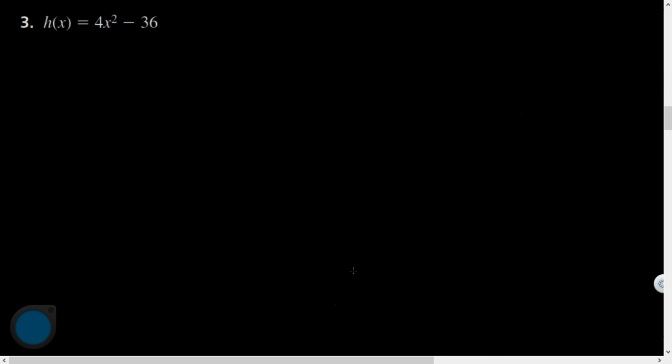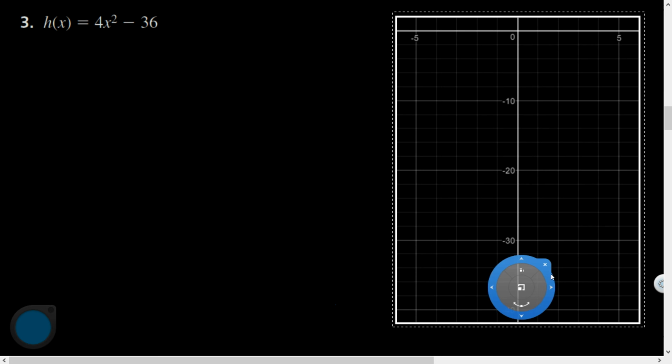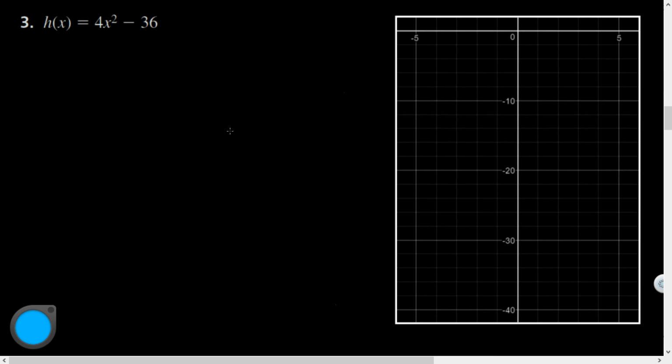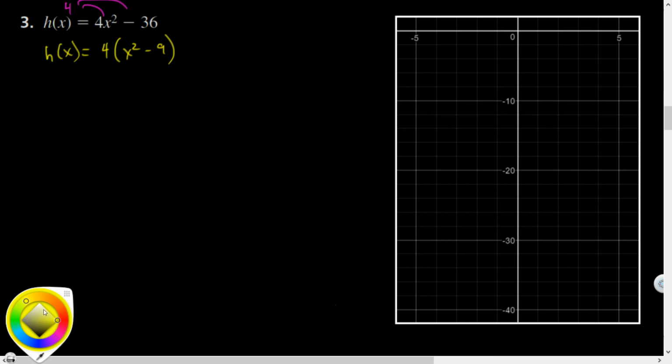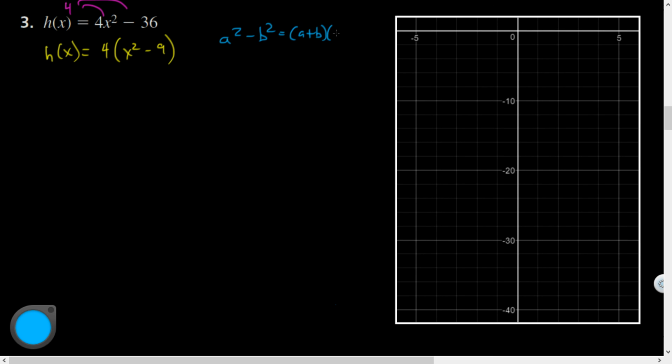So first of all, it is not in the form we need. We need to factor it. And the first thing I'm going to do is factor out the A. Here we go. h of x is equal to 4 times parentheses x squared minus 9. When I factor that out, hey, this can be factored. Not all the time are these going to be difference of squares patterns, but in this case it is. So I'm going to factor it like that.